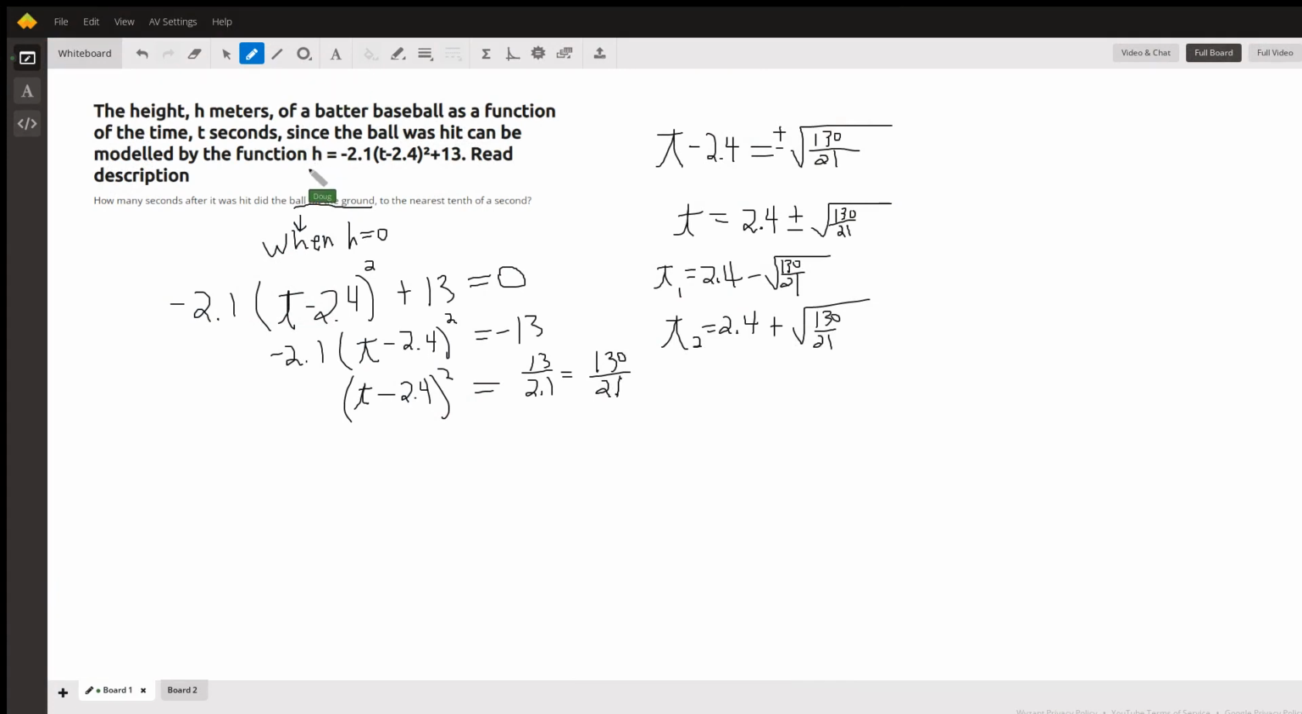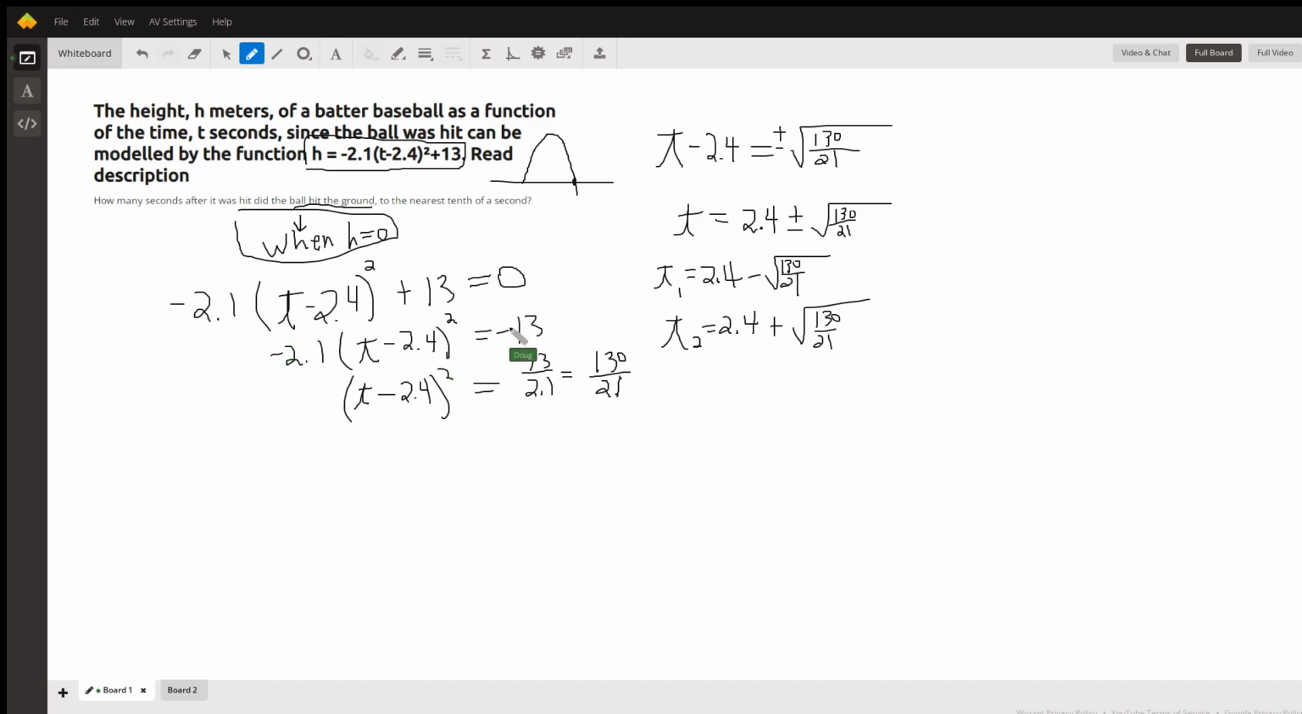Okay, we're given this function right here, which models the height of a baseball t seconds after the batter hits it. So we can put numbers in for t, like 0, 1, 2, and find out how high the baseball is at any given point in time. That baseball is going to get struck, go up in the air, and come back down. And when it hits the ground again, that's when h is 0. So there's the key. We have to put 0 in for h and solve for t.